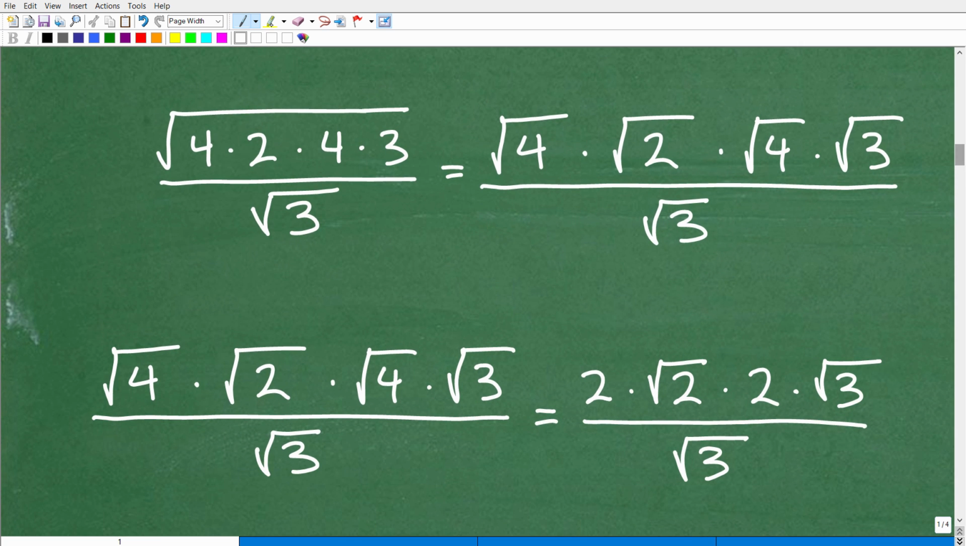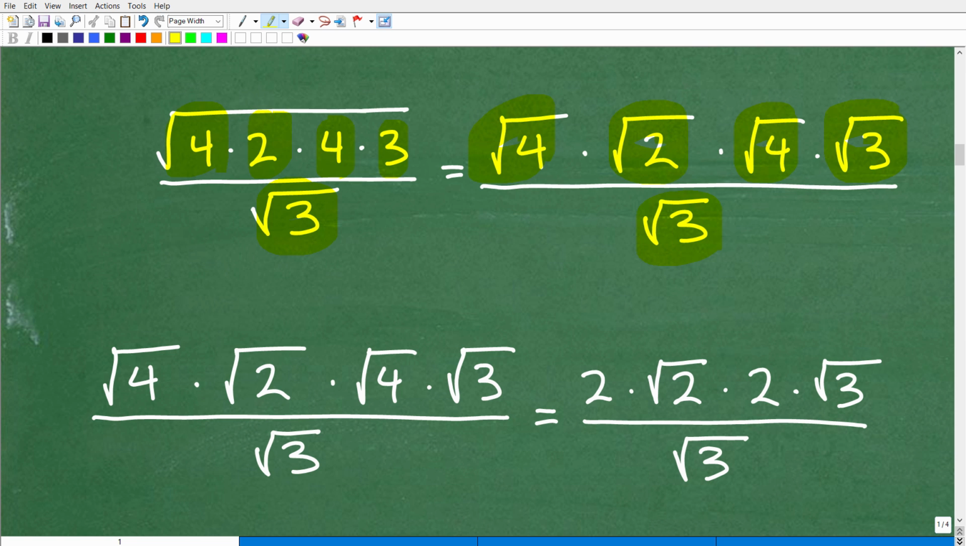We're kind of going in reverse again. So with the square root of 4 times 2 times 4 times 3, let's break these up into their own individual square roots: the square root of 4 times the square root of 2 times the square root of 4 times the square root of 3, all over the square root of 3.